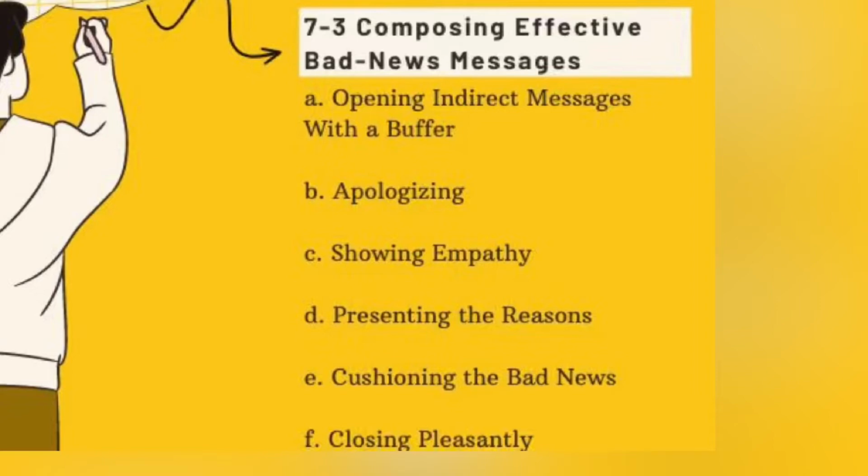Next is bad news. There are embedded placement, passive voice, implied refusal, compromise, and alternative. And last is closing. There are forward look, information about alternative, good wishes, freebies, resale, and last is sales promotion. This part is divided into 6 points. The first point is opening indirect messages with a buffer.